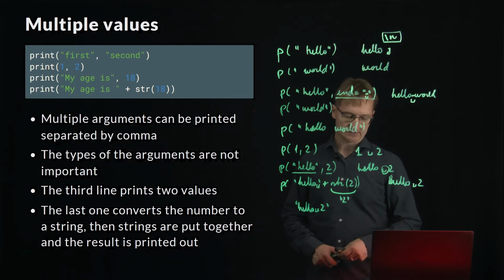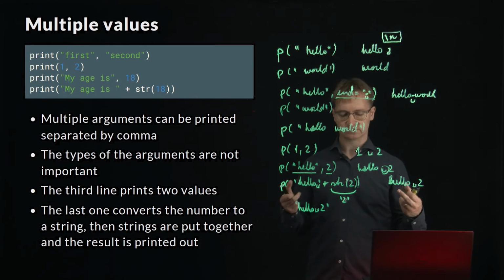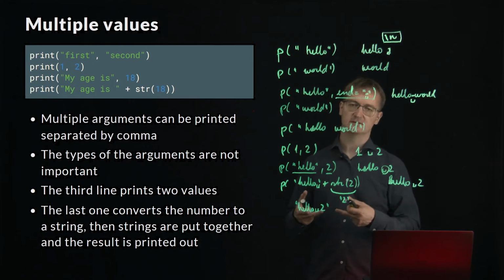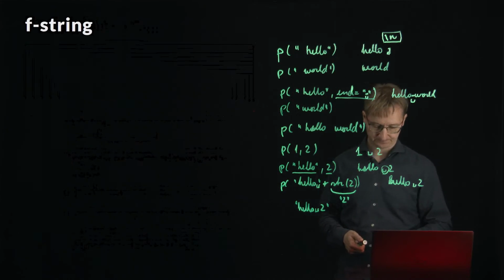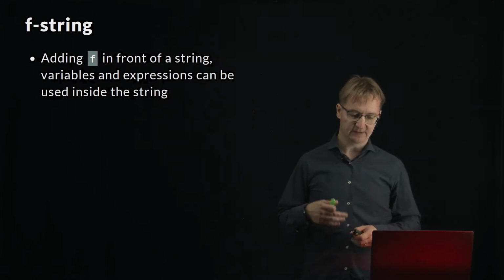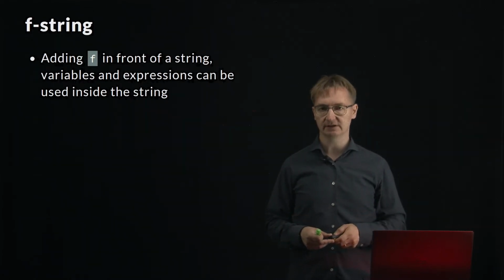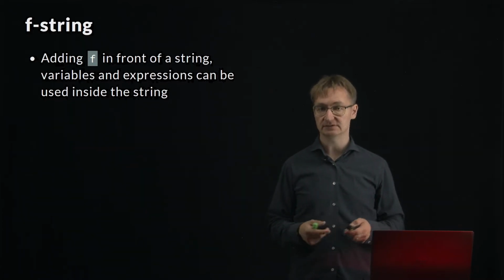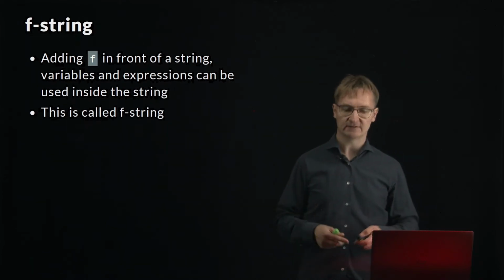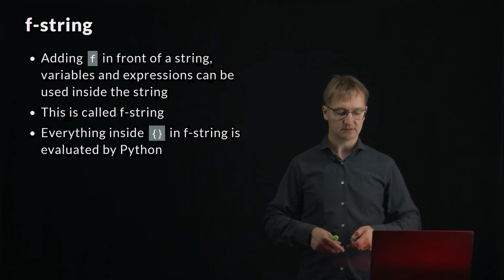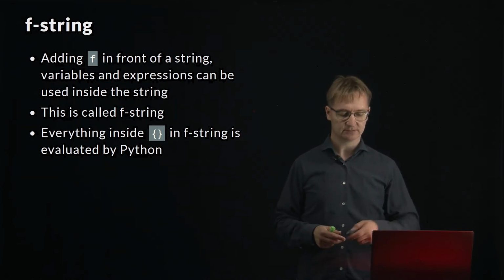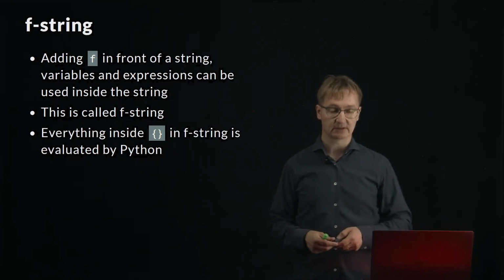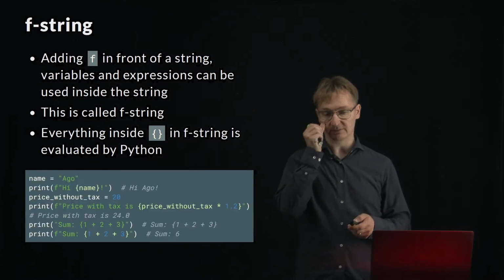Yeah, the point here is the same, that the last line converts the number into string, then those strings are put together, and then this end result is printed out. Let's talk about f-string. If we add f in front of a string, then we can use, for example, variables or Python expressions inside a string. And we call it f-string. So everything inside those symbols, in f-string, will be evaluated by Python.